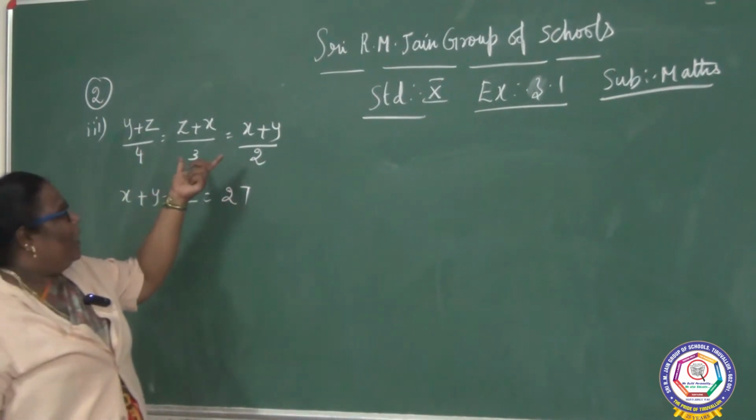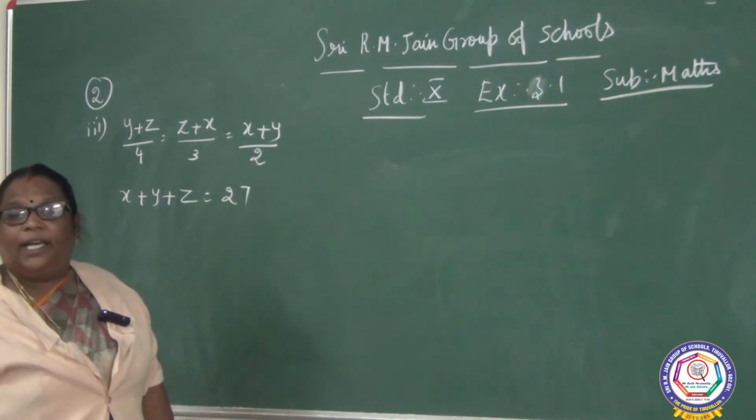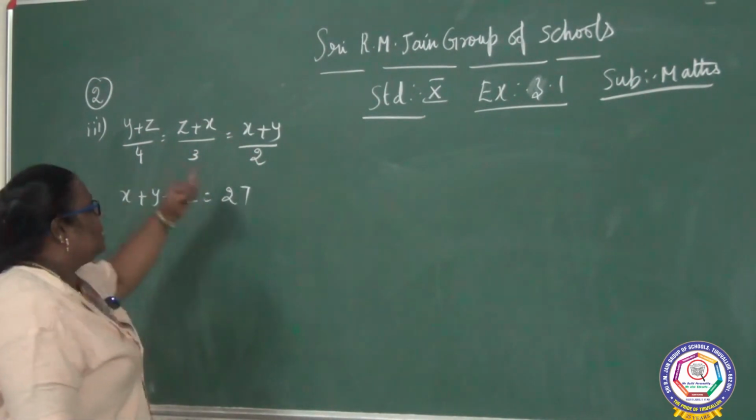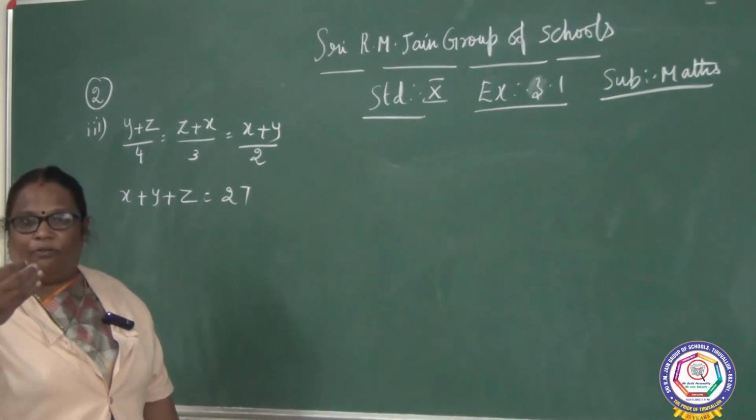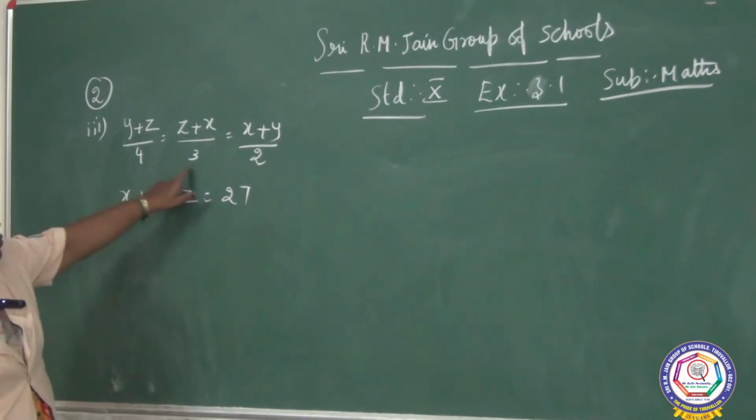Then you can equate (z+x)/3 equal to (x+y)/2, getting the second equation. This is the third equation. Then we can solve first, second and third. First we will take these two terms.